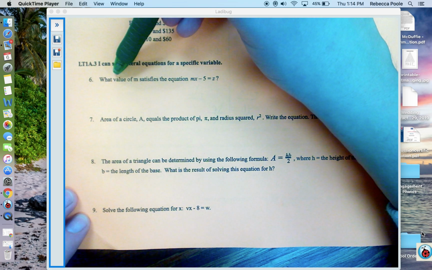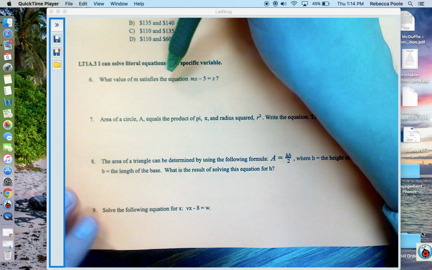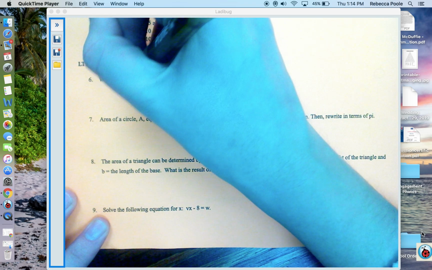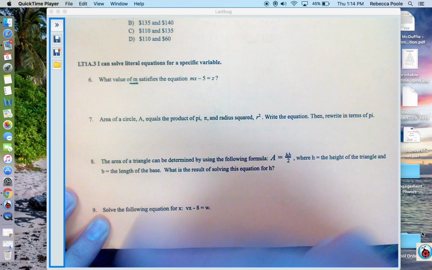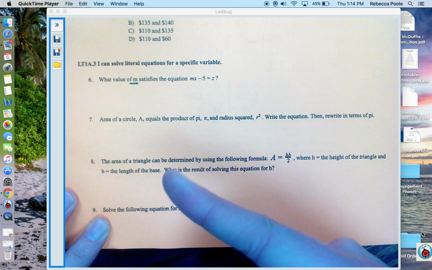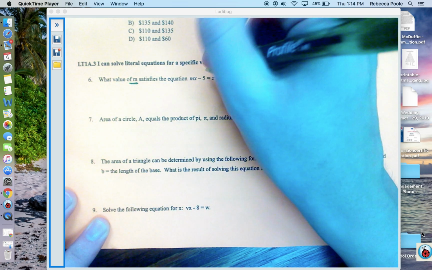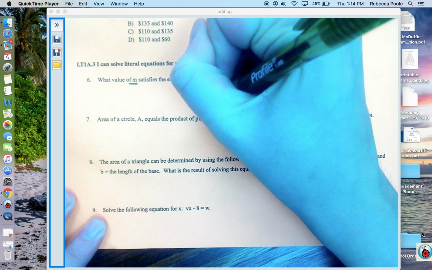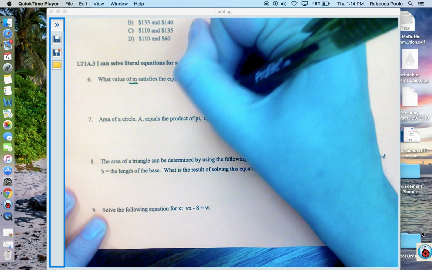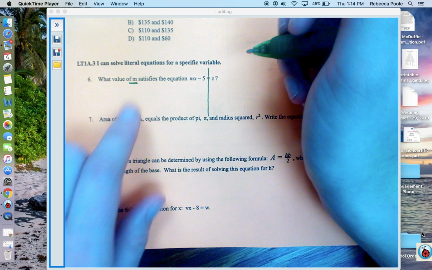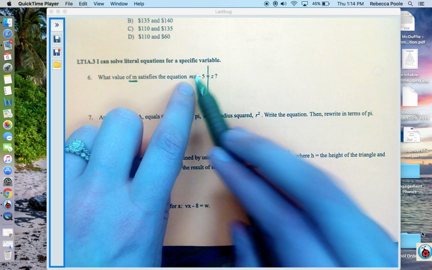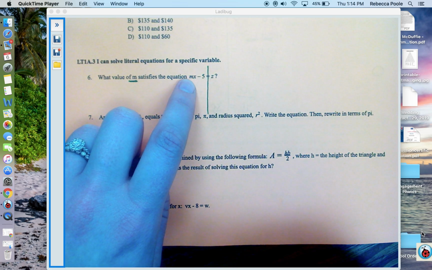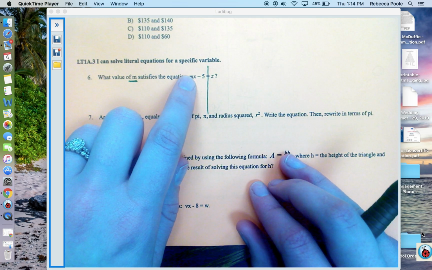So for number 6, what value of m satisfies the equation? I'm looking for m. I want to find m. So what equation do I get when I do m equals? The very first thing you should do is draw your wall over your equal sign. And now if I want to find m, that means I need to get m by itself on this side. I don't want to move the m. I want to keep it over here and find what it equals.